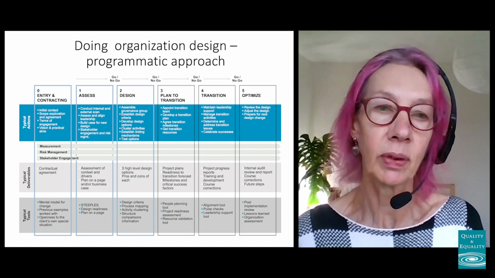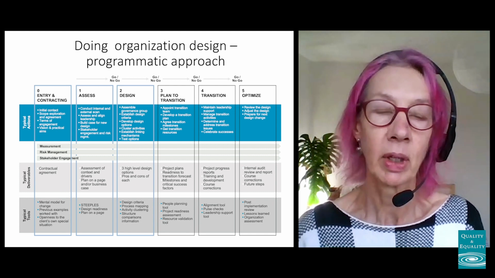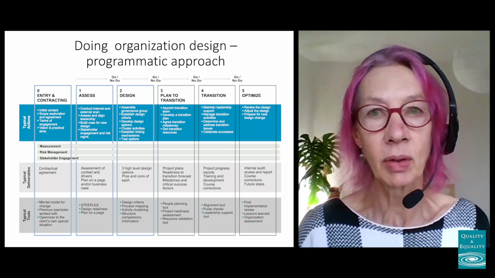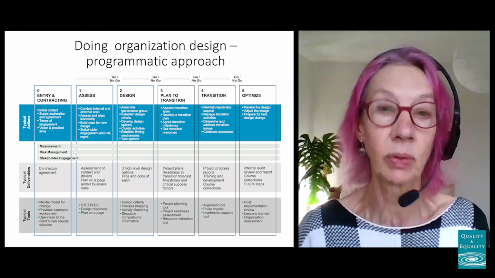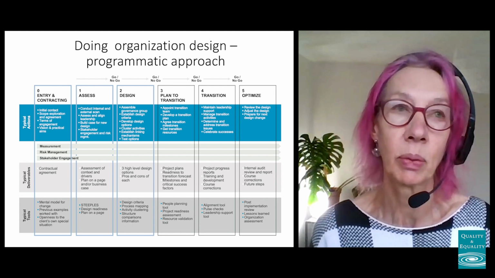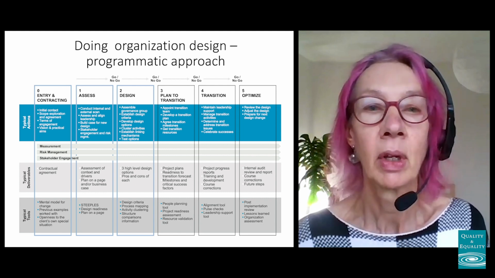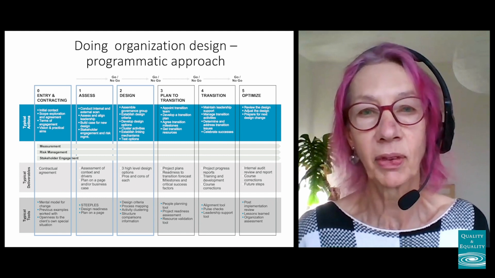The second phase is assess what's going on here. And each phase has some outputs and some typical tools that you can use to help you work through that phase. The third phase is design.